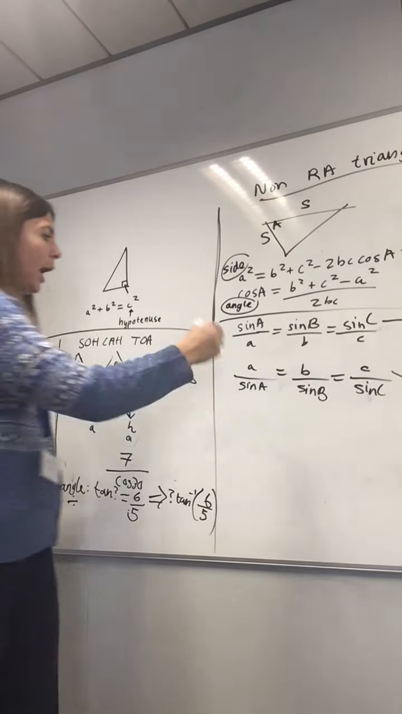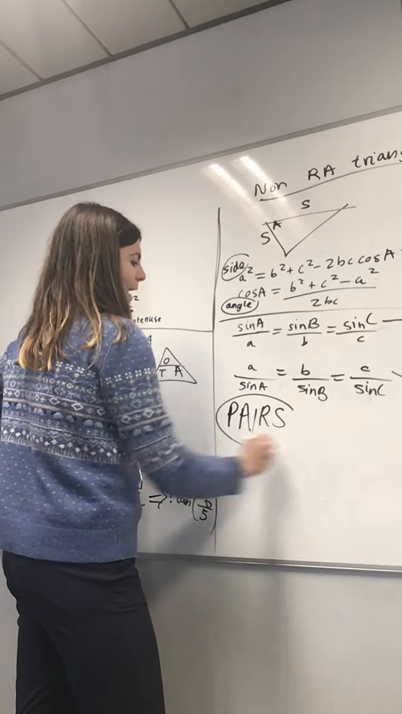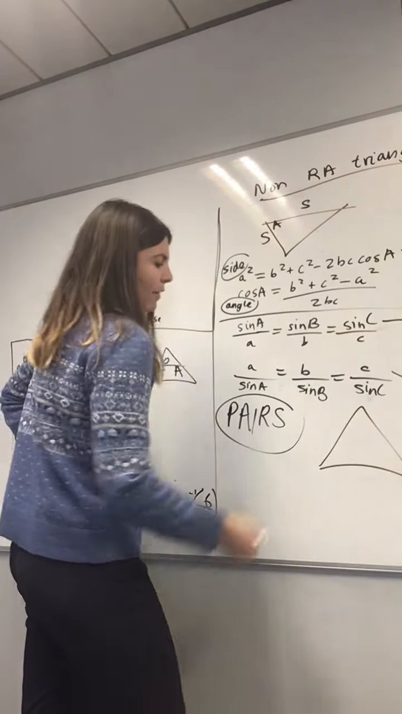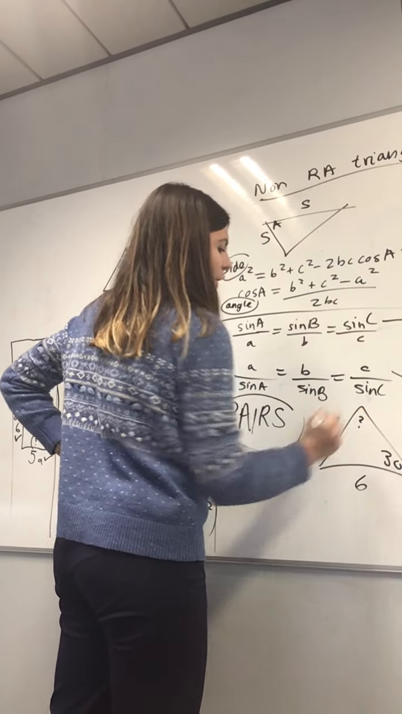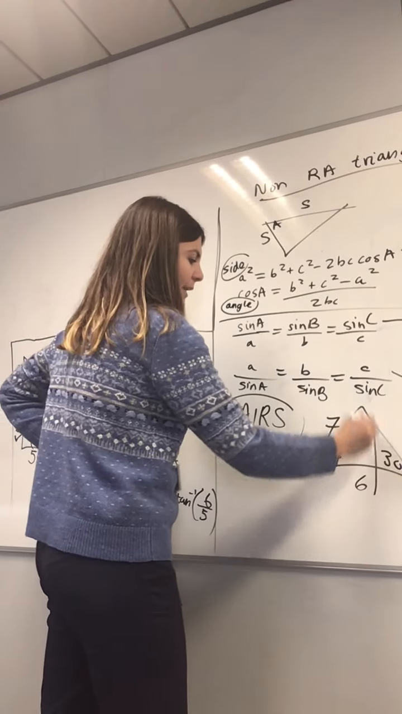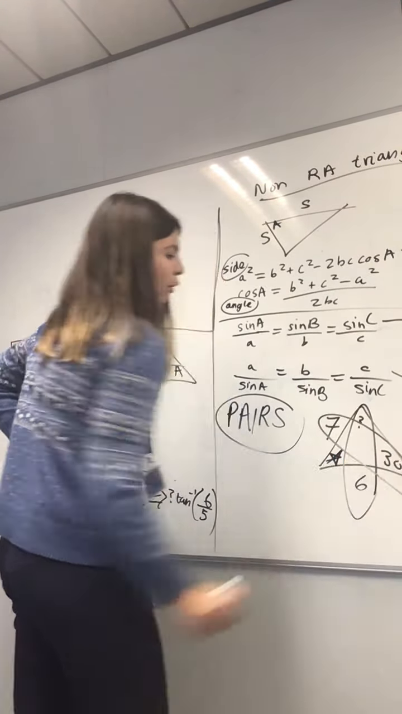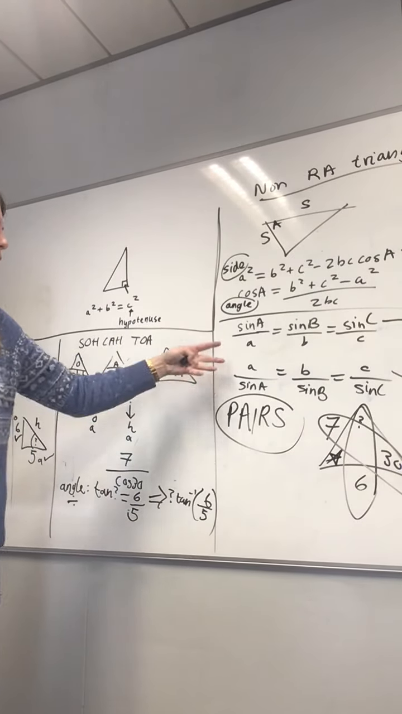Now for the sine one, I think of this as pairs. What I mean by that is if you have a triangle and then you have 7 and 30 and then you have 6 and you have a known, the question might want you to find star, which is fine, but let's say we've got a pair here and then we've got a pair here. If it's about pairs, we are going to use the sine rule.